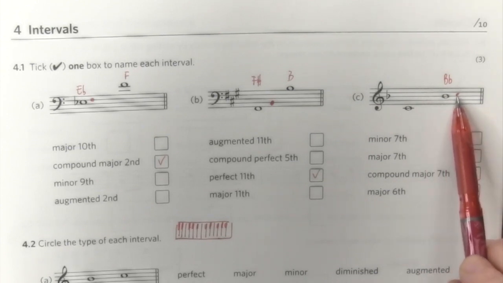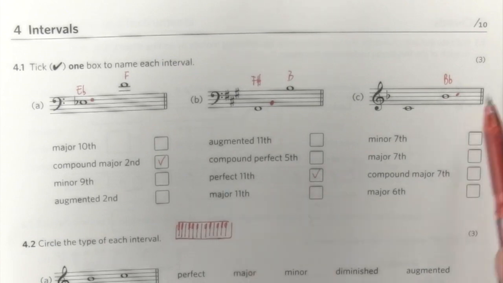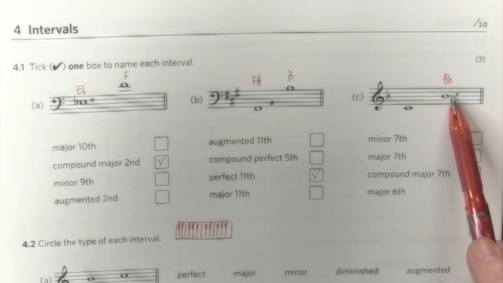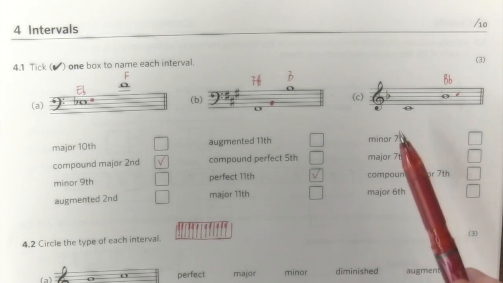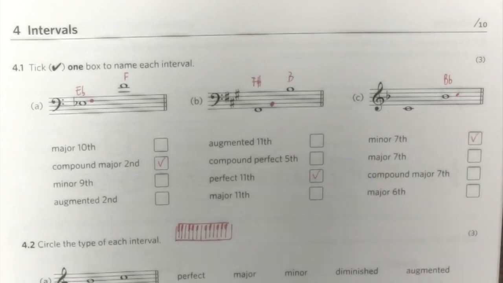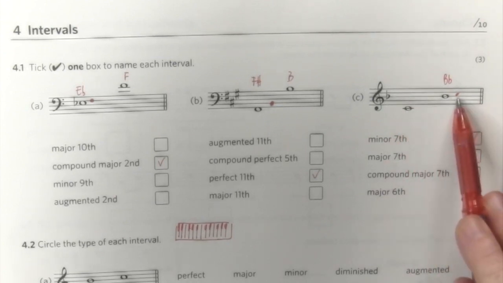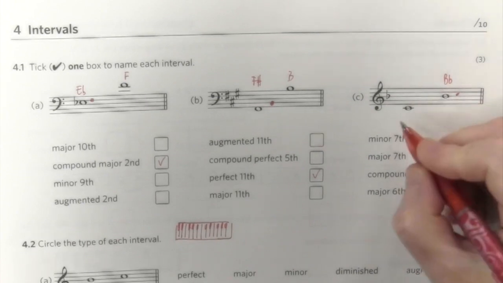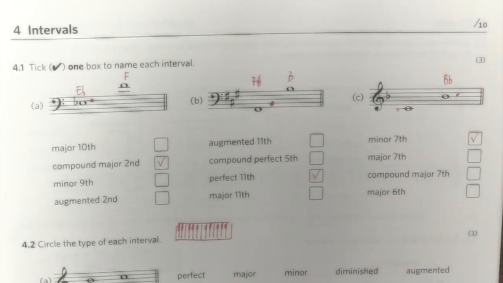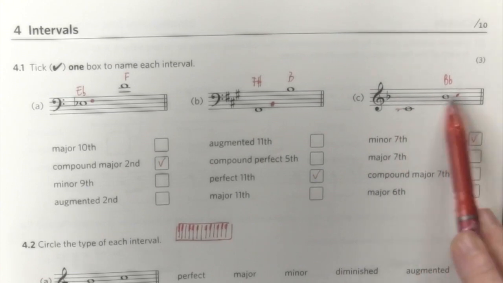So B flat, C is a second. What kind of second? Major second, because we have 2 semitones. It is a major second. If I flip it over again, a major second becomes a minor seventh. So the answer is minor seventh. That's it. So what do I do? I have a seventh. I flip it over. So you can either do B flat, C, or C, B flat. It's the same.